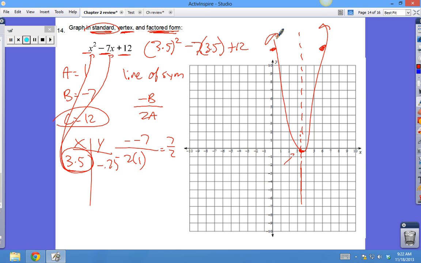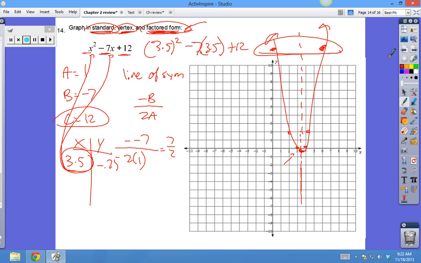Now when you graph it in vertex and factored, it's going to be the same line over itself. Your vertex is going to be the exact same spot, but you might get more points. So in standard we got y-intercepts. In factored we will get the roots. You're going to get these x-intercepts. And in vertex you're going to get points that are close to the vertex. These points are not very close to the vertex. They're kind of far away. So each of the three ways gives you the exact same picture when you're all done.